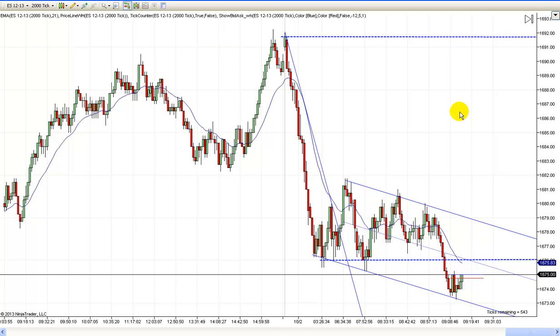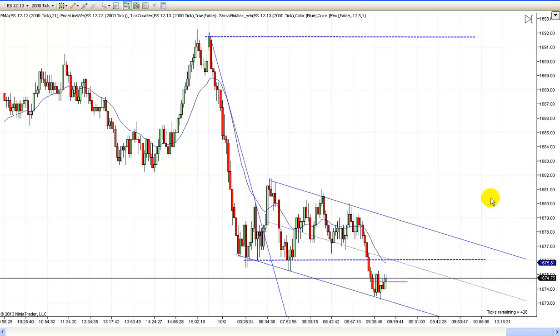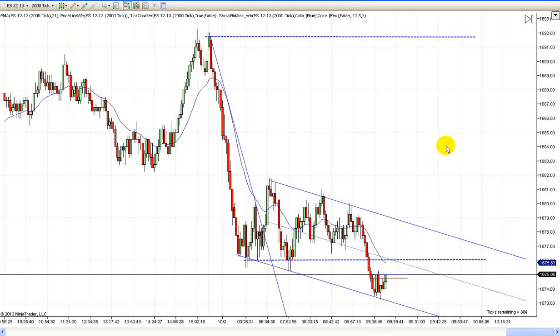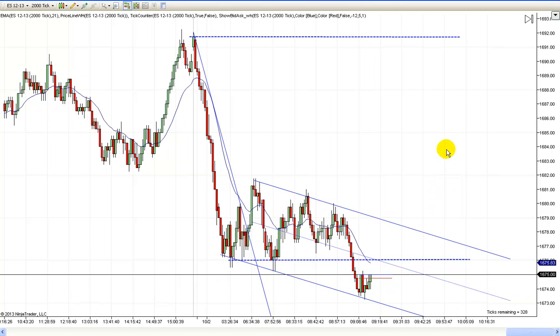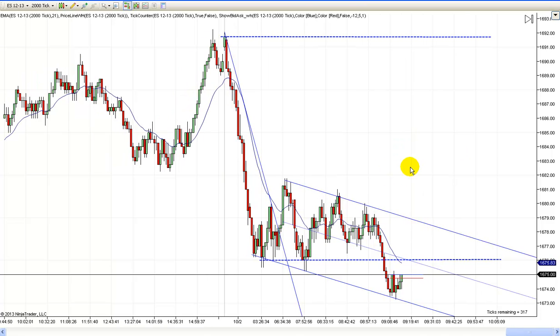This is like a spiking channel. And we may stay in this channel and trade down all day long. I don't know, or we could work out of here, find a strong support, and we could start trending up. But for now, you got to go with what you're seeing. And so I hope that makes sense to you.